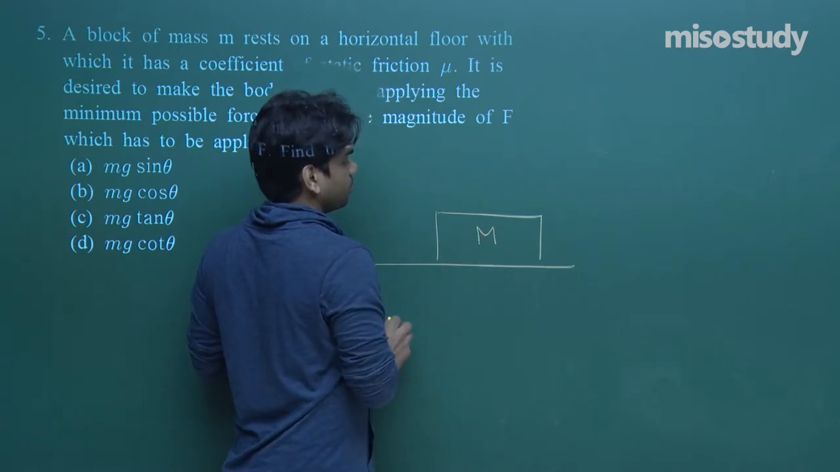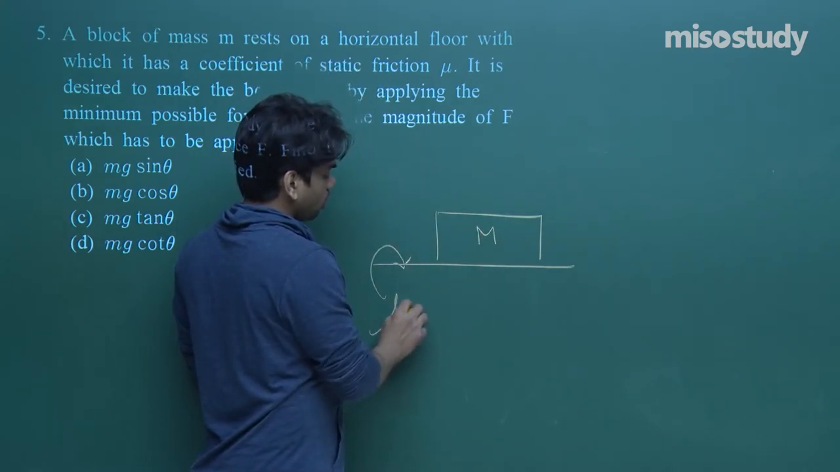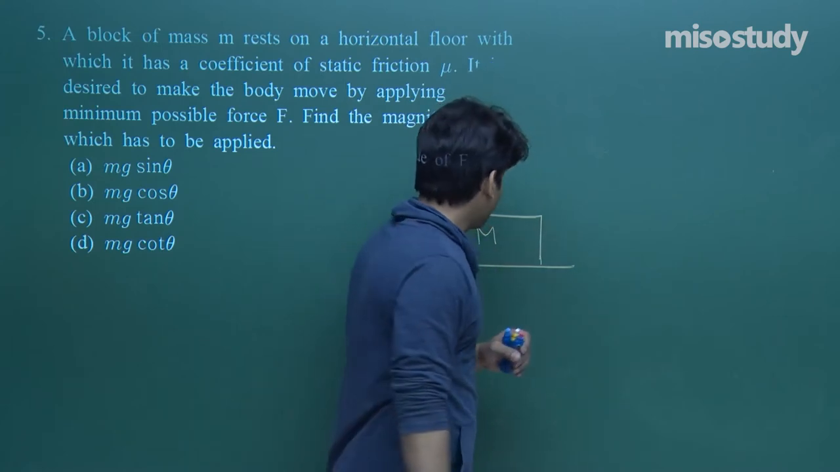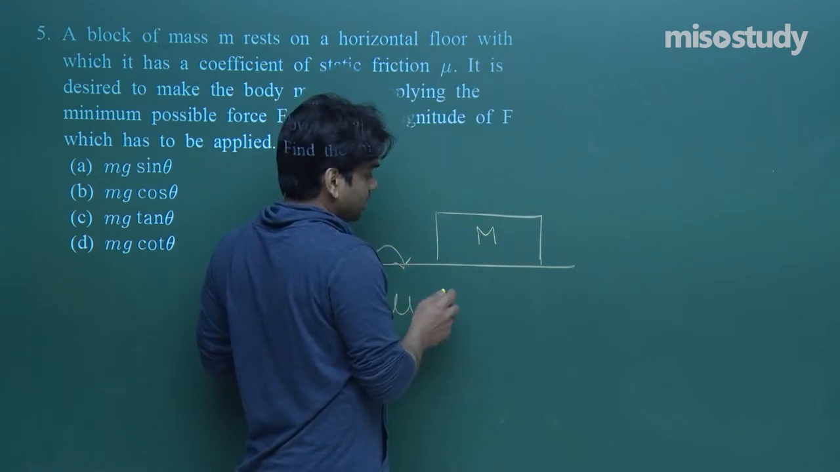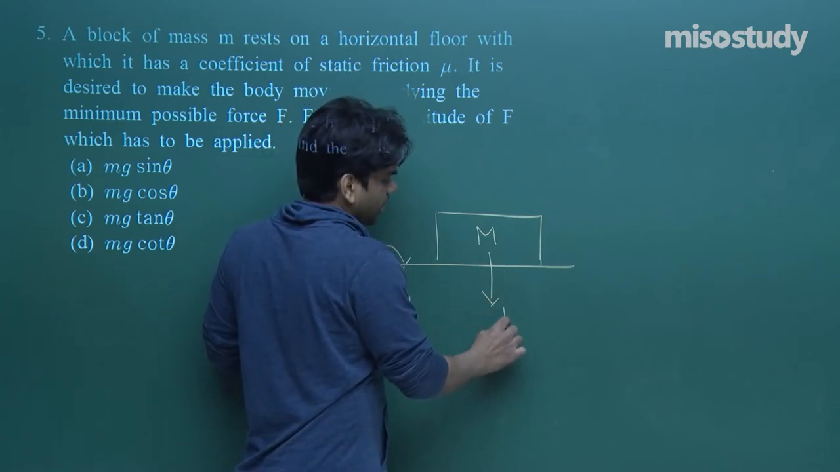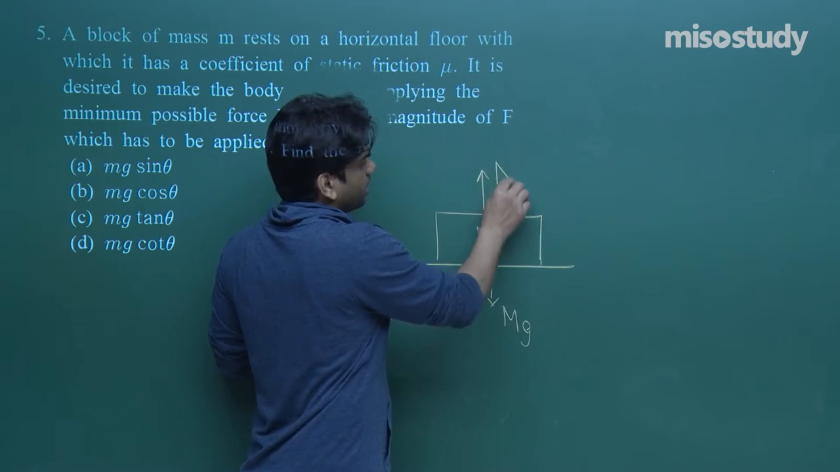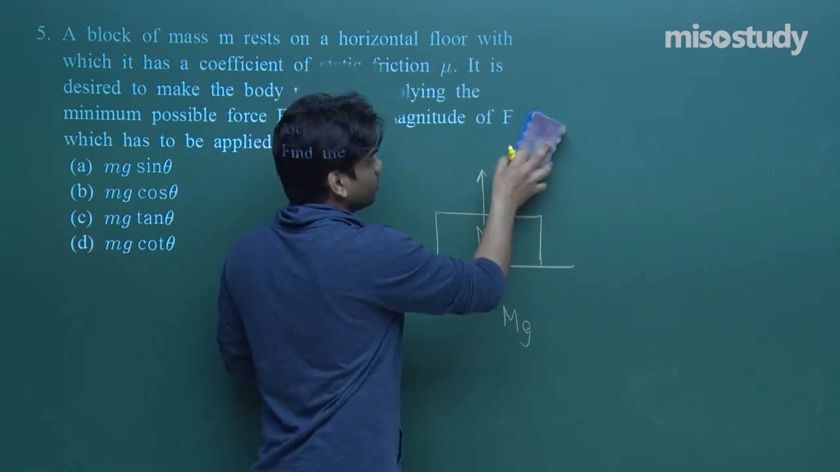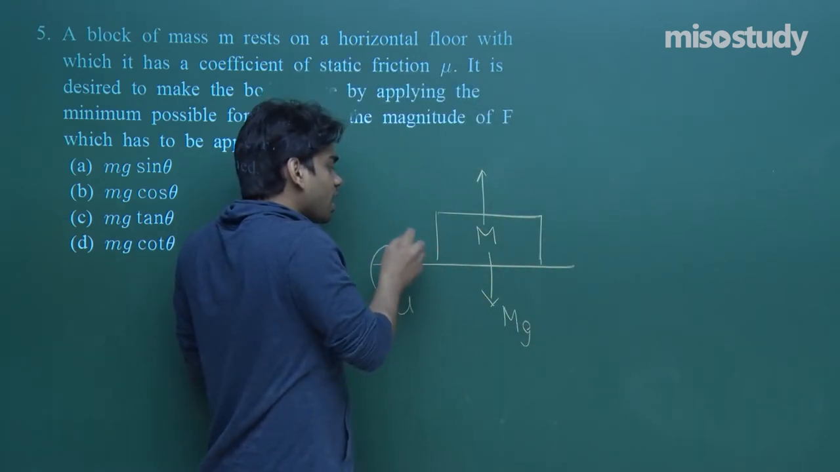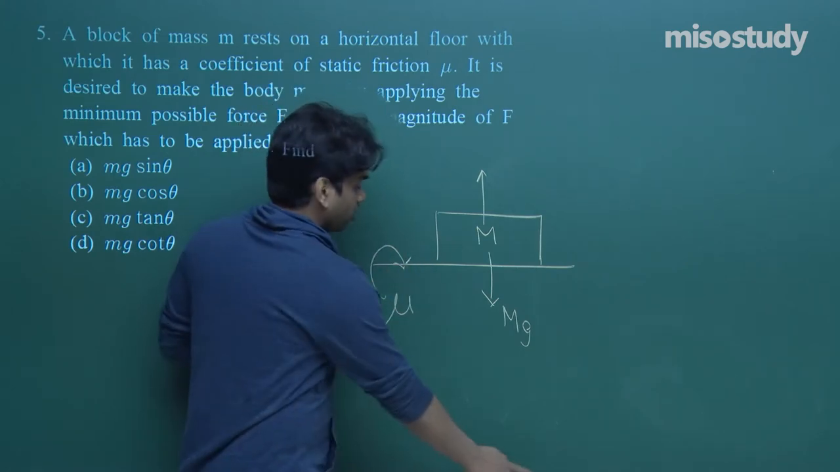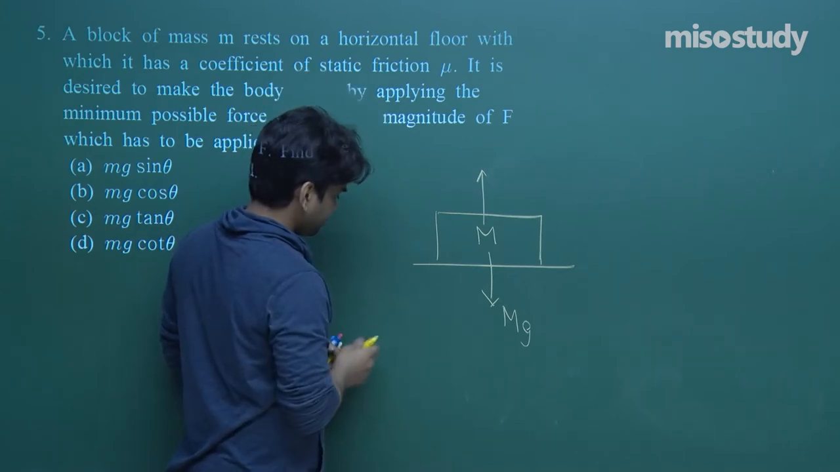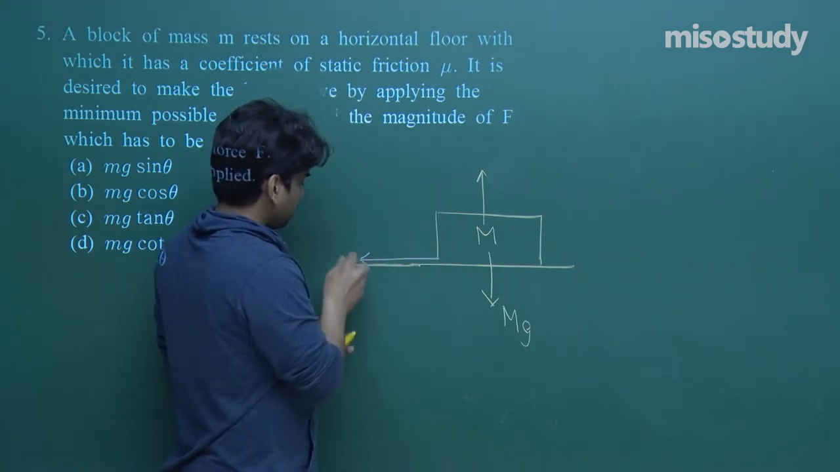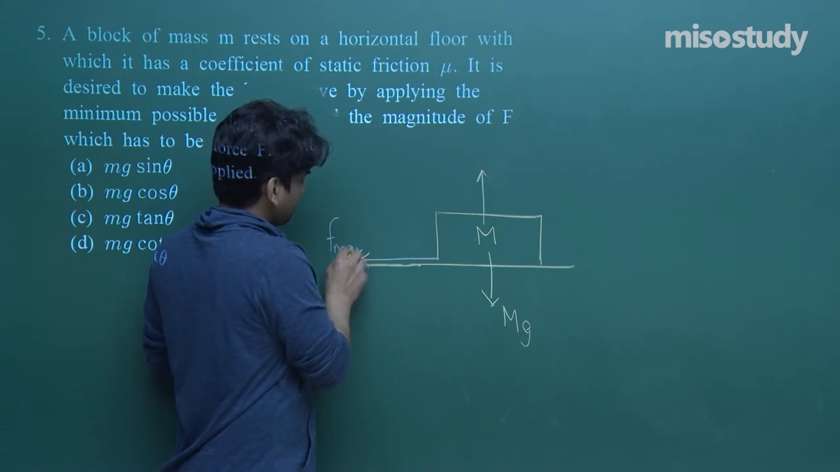This is the body with mass capital M. The coefficient of friction between the block and the floor is given as mu. It is required to pull it with the minimum force. Now see, the maximum friction force that can act on this block, mg will be acting here, N will be acting here, that will be equal to mg, not mg, I will not use this term, we'll use it later on. Now the maximum friction force that will be acting on this block will be given as F max is equal to mu into N.